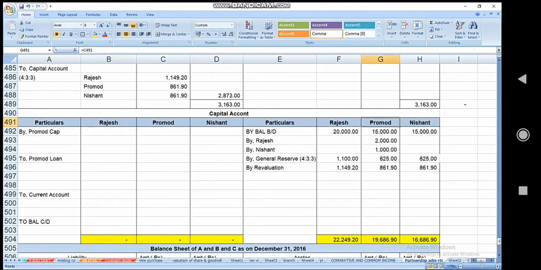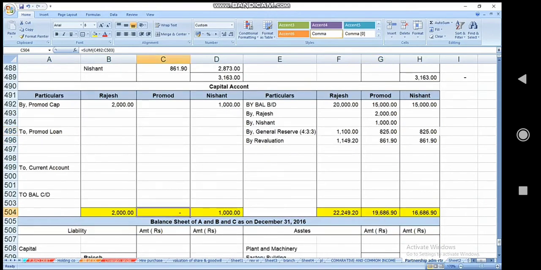So the 3000 portion of the goodwill will be shared, and lastly Pramod has to be paid off or transferred to his loan account. So the Pramod account total is 19686.90. Students, make it round, 19690. So the Pramod account is closed, and now the balance is Rajesh and Nishad.